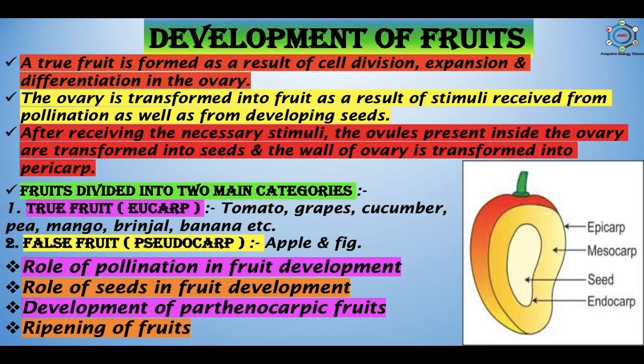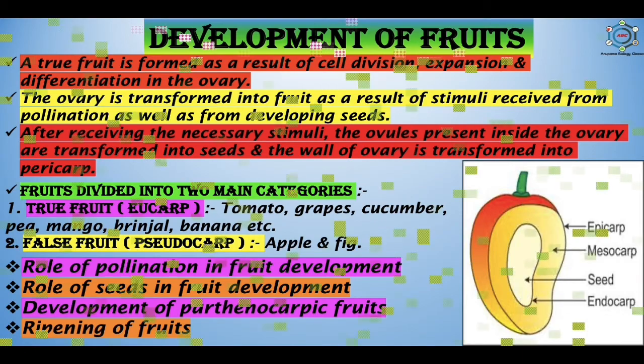Second is the hydrolytic conversion of the storage material into soluble sugars, and the transformation of the chloroplast to carotenoid-rich chromoplast and the accumulation of anthocyanins give characteristic color to the ripe fruits. You know that normal fruit is green in color, and after ripening it is converted into colorful. The accumulation of flavoring components contributes to the flavor and aroma of the ripe fruits. So, these are some important parts of the development of fruits.